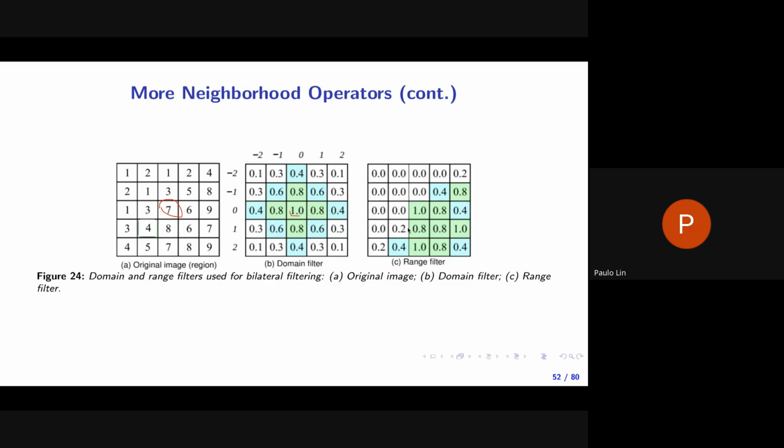For instance, the neighbors whose intensities differ too much from the pixel we want to modify, in this case 7. For instance, if we take this pixel 1, we can see that the value for the kernel is close to 0. But if we regard a pixel whose intensity is close to the pixel we want to modify, this one, it reaches the highest value in the range kernel. And after that, we just multiply the domain kernel with the range kernel.